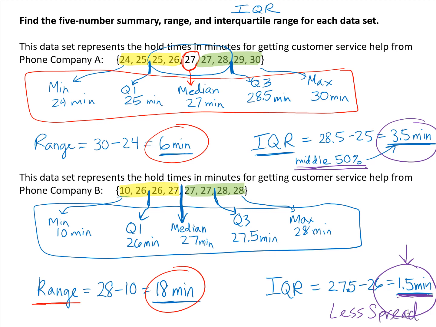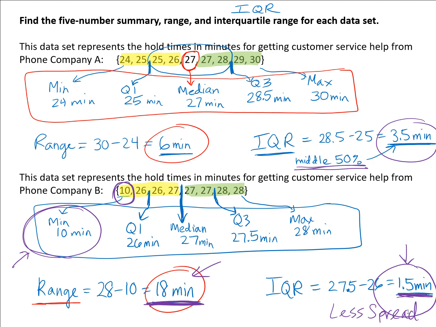Now, why do we have this difference? Well, if you think about this range for phone company B, part of why it was so large is because we had an unusual value. Again, we had that minimum, which was unusual compared to the rest of the data values. If we were to exclude this minimum of 10, the rest of the data values would be very tightly packed together for phone company B. But because that 10 is in there, it does extend the range and make it initially seem like the data is much more spread out.